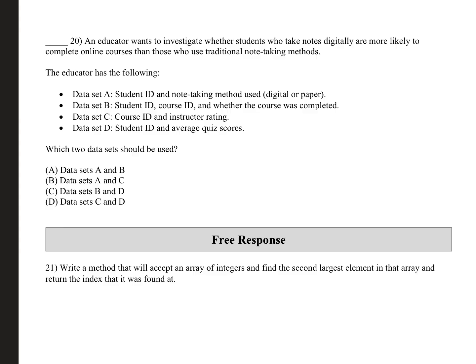This is one of those new data structure questions. An educator wants to investigate whether students who take notes digitally are more likely to complete online courses than those taking traditional notes. So which of the following data sets could be used? Data set A, it has a student ID, note-taking method. Well, we definitely want the note-taking method. B, student ID, course ID, and whether the class was completed. Data set C, course ID and instructor rating, has nothing to do with this. Data D, student ID and average quiz scores, so no. The two things we need are A and B.